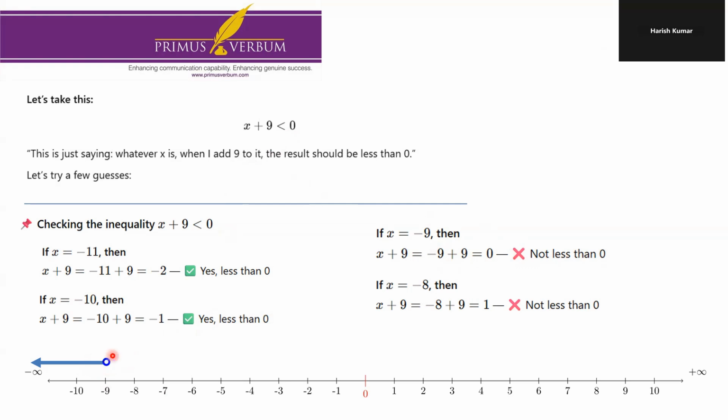Everything less than minus 9, and this is what is actually plotted on this number line. You can see that empty circle, which says that minus 9 is excluded, and then it moves towards minus infinity. So all values of x less than minus 9, excluding minus 9, and right up to minus infinity satisfy the inequality.